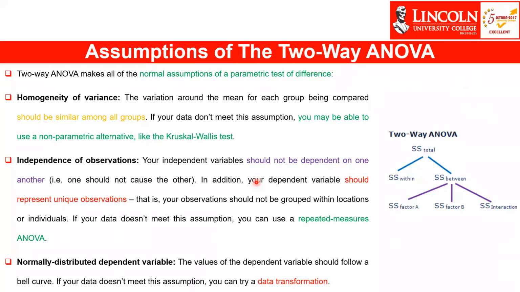Normally distributed dependent variable: the values of the dependent variable should follow a bell curve. If your data doesn't meet this assumption, you can try data transformation. That is, you can transform your data in order to get a normally distributed dependent variable. So these are some of the assumptions that come with two-way ANOVA.